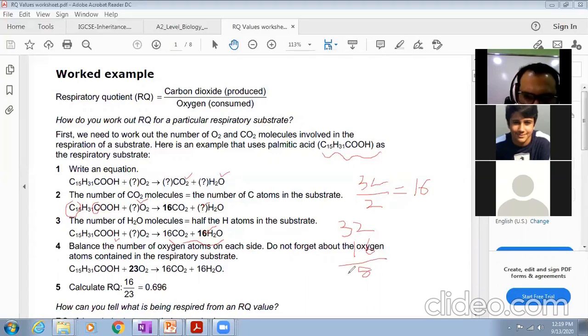Yes, 48. Okay, let me count once again. 16 multiplied by 2 is 32, and 16 multiplied by 1 is 16, so 48. Up here, this is clear. So from one side I have 48, sorry.